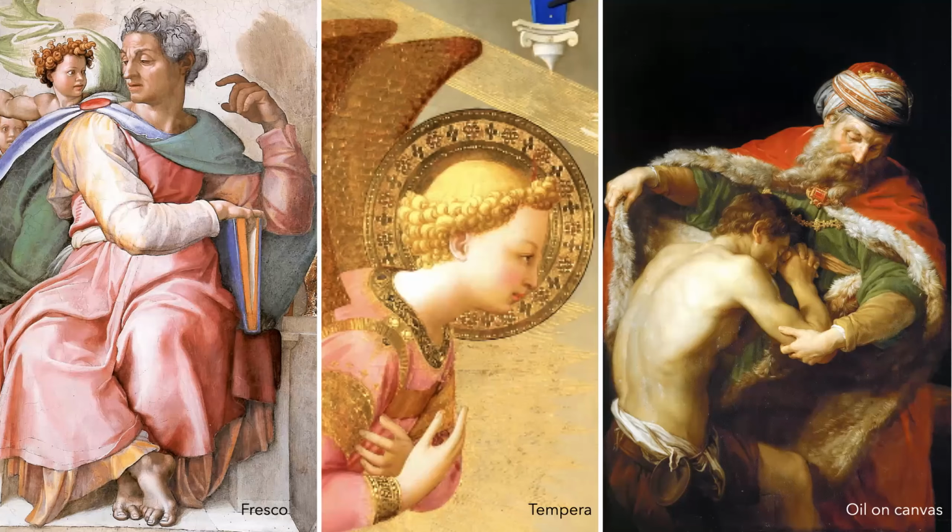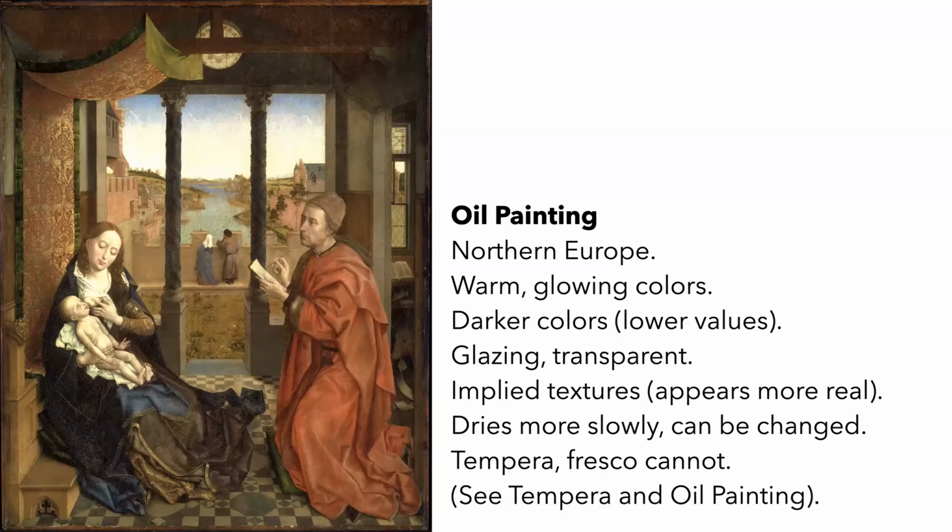So I can do much more implied texture with oil paint than I can with tempera or fresco. There's still implied texture in the fresco, the one on the far left, but it's not as convincing. It doesn't have, again, what we call this naturalism. It doesn't have that realistic appearance.